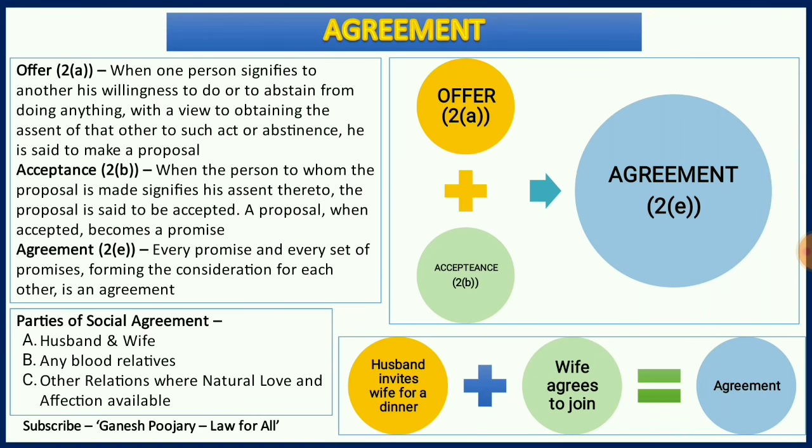Now there are a few parties which are involved in social agreements, like husband and wife or any blood relatives or other relations where natural love and affection is available. So all these are social agreements, and you do not have any intention of bringing legal obligation for those parties. Now, what if you want to bring that legal obligation in your business contract or other matters? That is exactly what we are going to learn in our next slide.